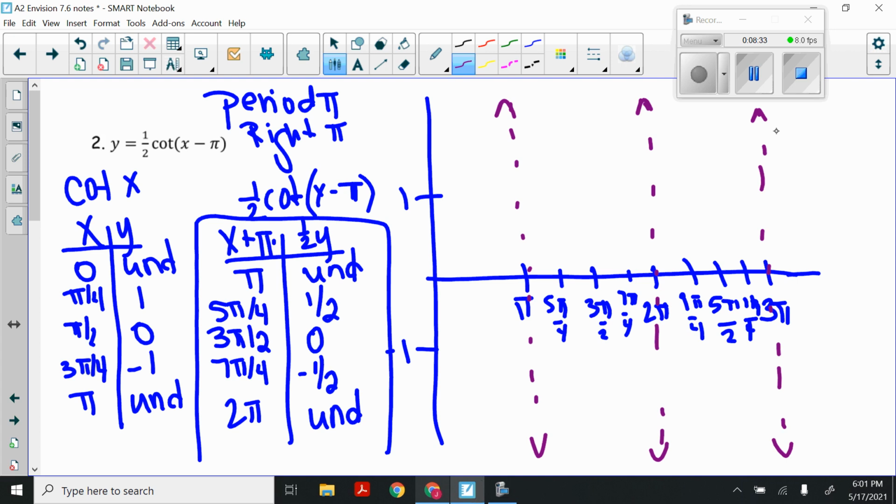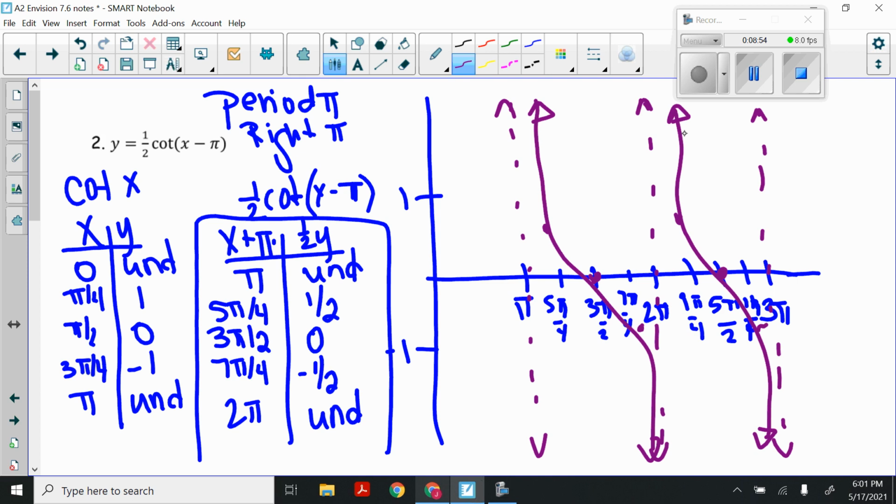5 pi over 4, I'm up at 1/2. 3 pi over 2 is 0. 7 pi over 4, -1/2. So this is my graph. Again, it would follow the same pattern this way if I needed 2 full cycles. Okay.